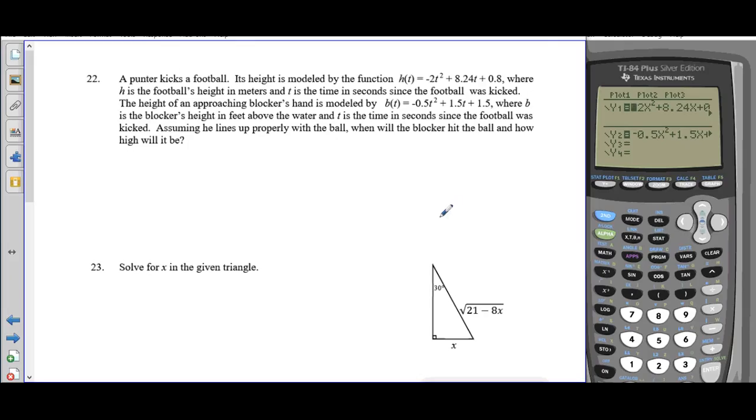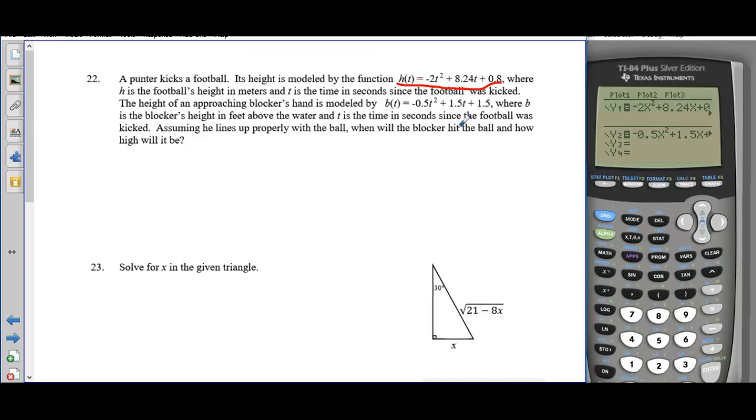All right, this is the second part of the pre-governor's school sample test for Unit 9. And we're on the last page here. So on number 22, we have a punter kicks a football, and its height is modeled by this function h of t. It's a quadratic, where h is the football's height in meters, as t is the time in seconds since the football was kicked.